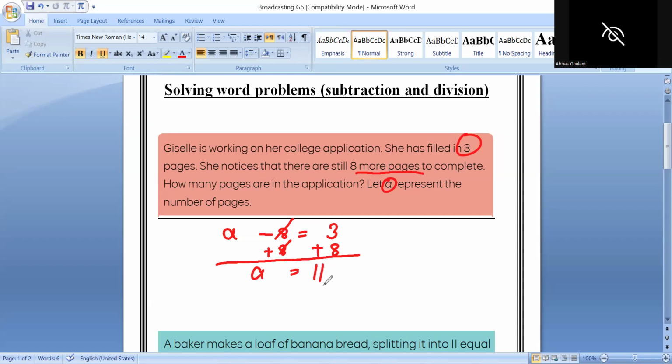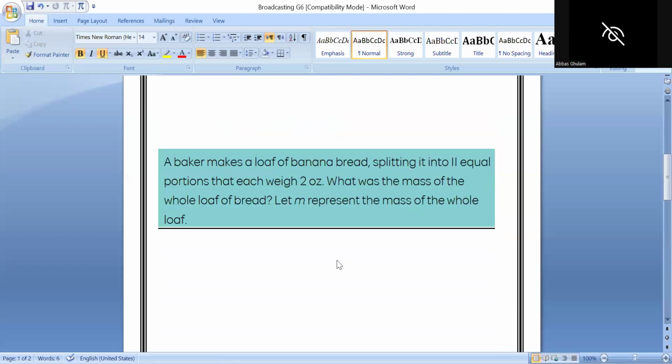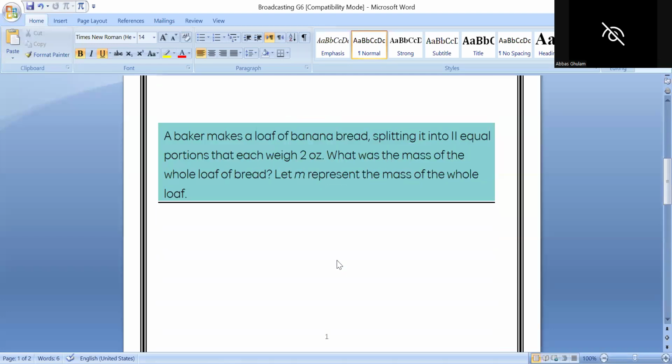Let's see example number 2. Example number 2, we will also try to write the equation. After writing the equation, we will try to solve it. A baker is making a loaf of banana bread, splitting it into equal portions where each weighs 2 ounces. It means he is already saying each, so it means we will divide here.